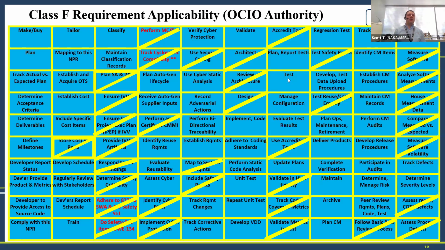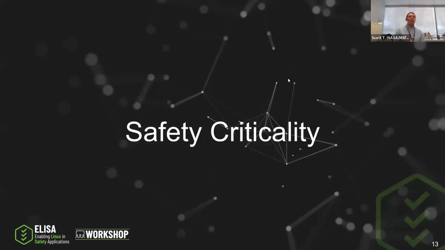Class F, again, here's our OCIO aspect. When you're looking at it, you have a bit more freedom to talk about it. Most of the time, a lot of it's going to become software security. But now we're going to talk about our safety critical applications and what we mean by safety critical.